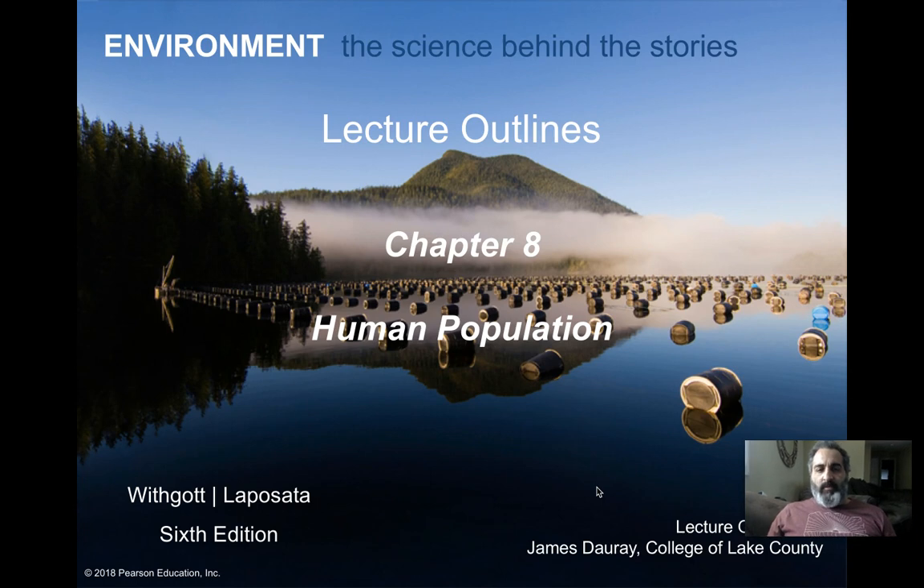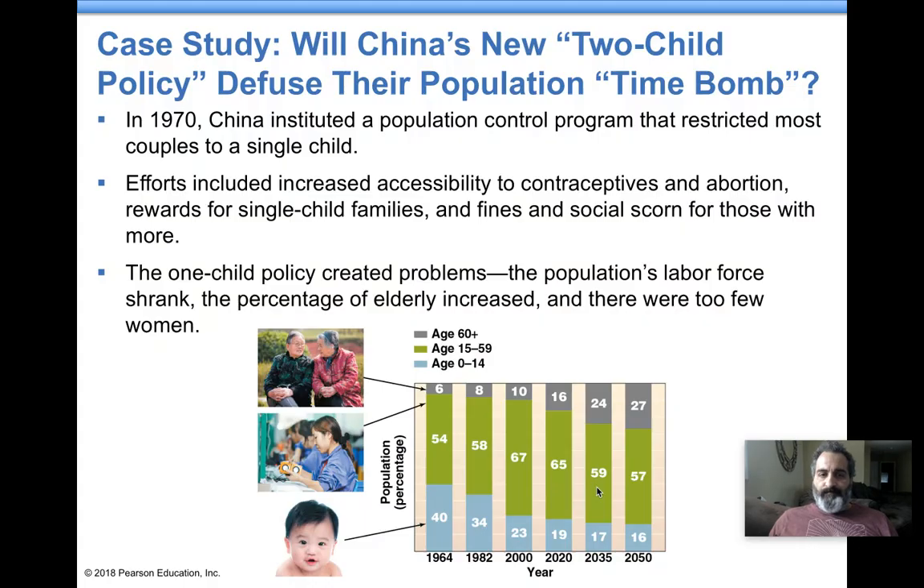This one is the chapter where we get into human population, population growth, and calculating growth rates. So there's going to be some math in this chapter. All right. The case study has to do with China.